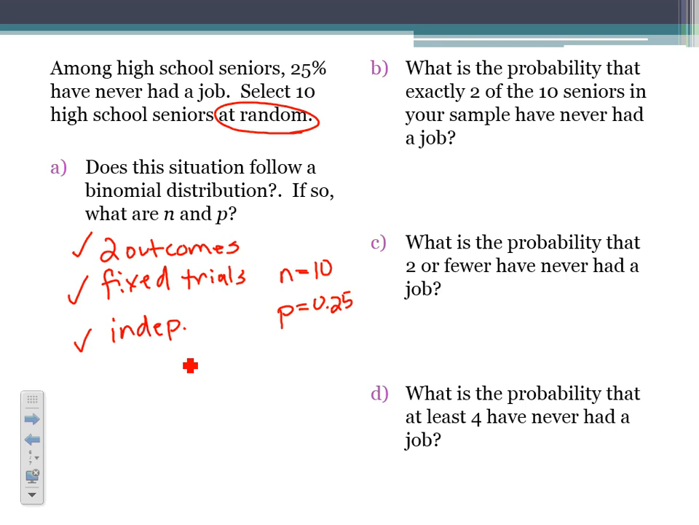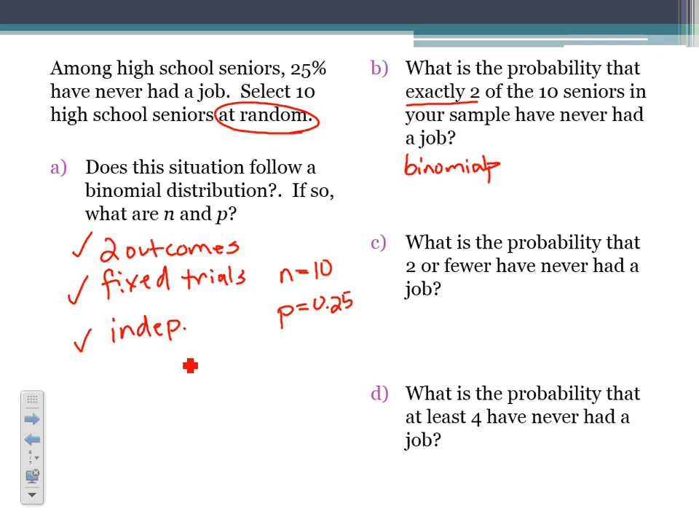All right, so let's jump into our actual example problems. First off, this says, what is the probability that exactly 2 of the 10 seniors in your sample have never had a job? Okay, so the first decision we have to make is, is this going to be a PDF or a CDF? Remember, PDF is used to find the probability of a single event. That's what I have here, right? We want exactly 2. That's it. Nothing above that, nothing below that, 2 and 2 only. So this is going to be an example of a binomial PDF.